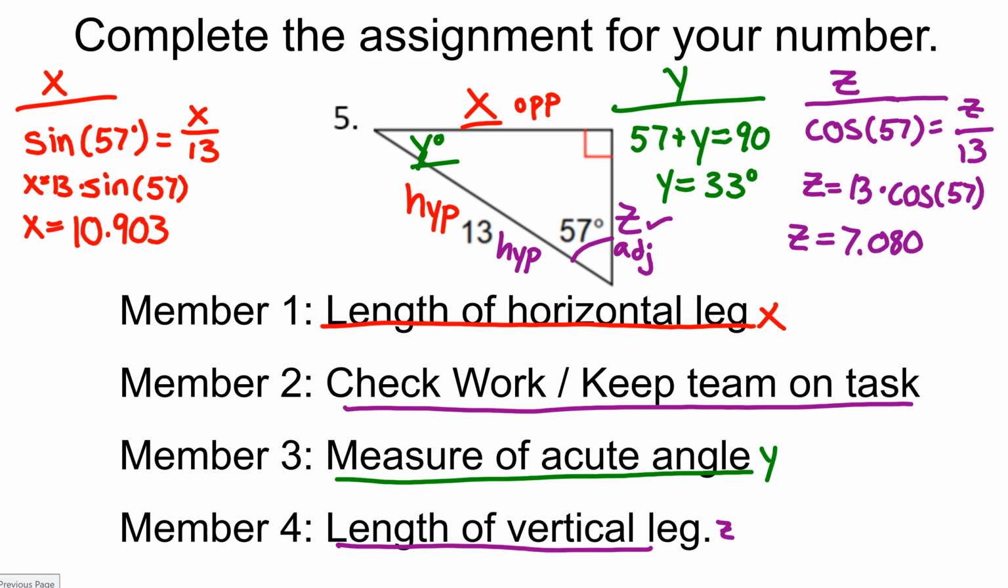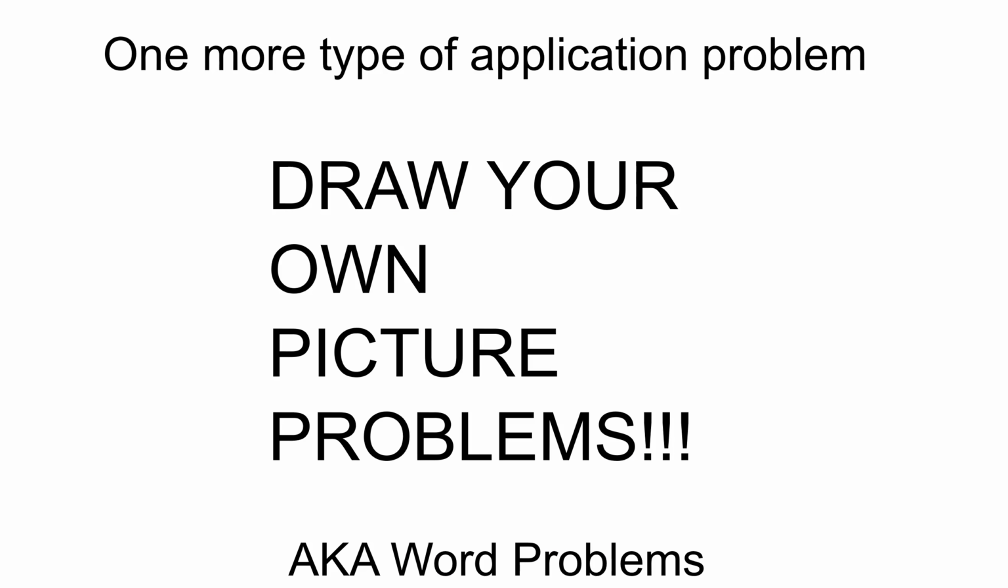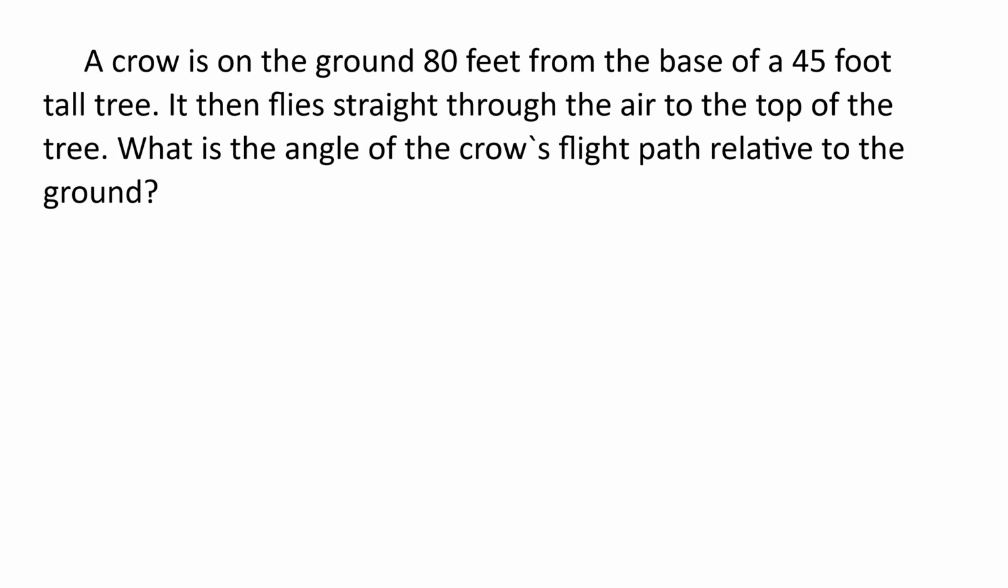Okay, so now I have one other thing to look at today, and that is draw your own picture problems, or as you guys call them, word problems. All right, so let's take a quick look. So the first problem, we're talking about a crow. So let's read it here. A crow is on the ground 80 feet from the base of a 45 foot tall tree. It then flies straight through the air to the top of the tree. What is the angle of the crow's flight path relative to the ground?